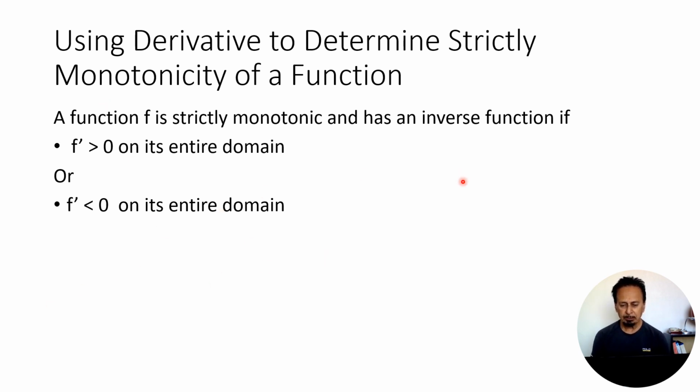How do we find whether the function is monotonic or not using the derivative? The function f is strictly monotonic and has an inverse function if the first derivative is greater than 0 on its entire domain, or the first derivative is less than 0 on its entire domain.